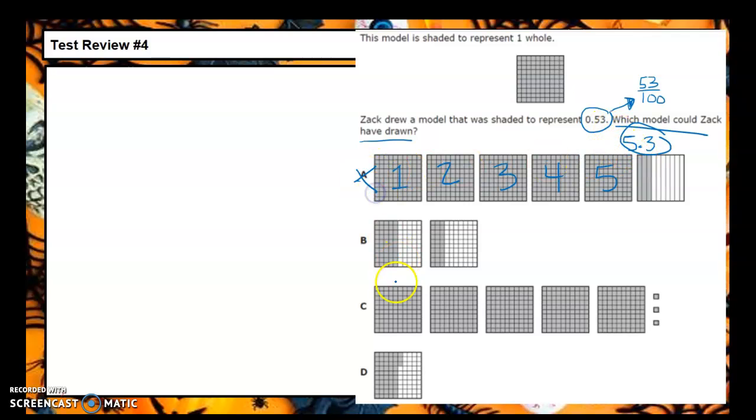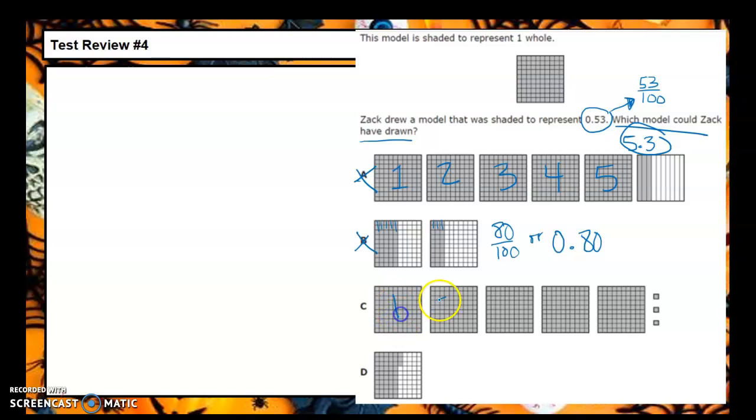So that's not it. Let's look at this one. You know this is 10, so I'm going to count by tens. 10, 20, 30, 40, 50, 60, 70, 80 out of 100. So that's 80 out of 100, or 0 and 80 hundredths. That doesn't match.